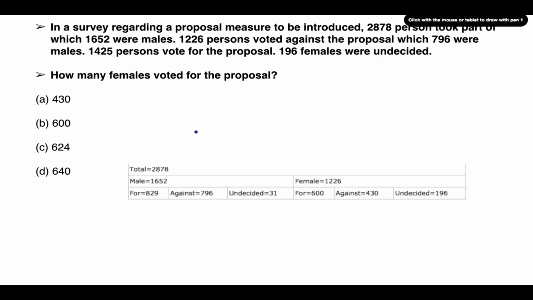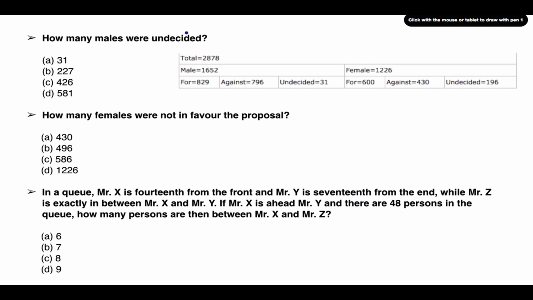How many females voted for the proposal? The answer is 600. How many males were undecided? The answer is 31. And how many females were not in favor of the proposal? The answer here is 430. So the answer is A.